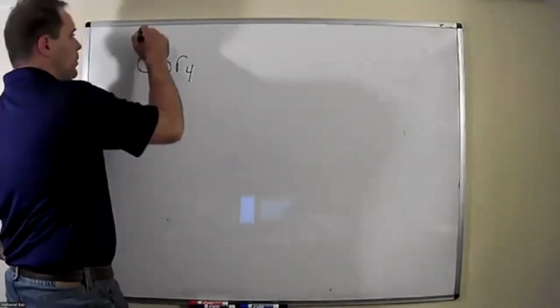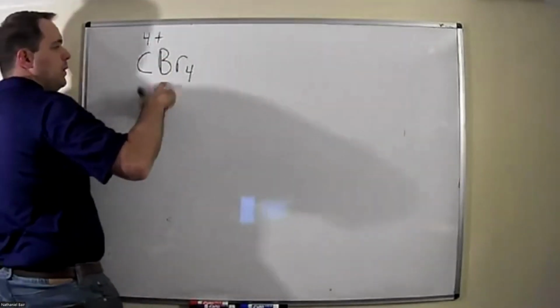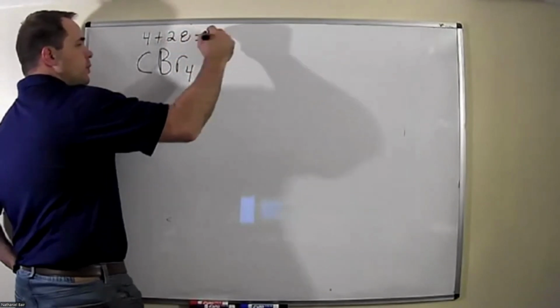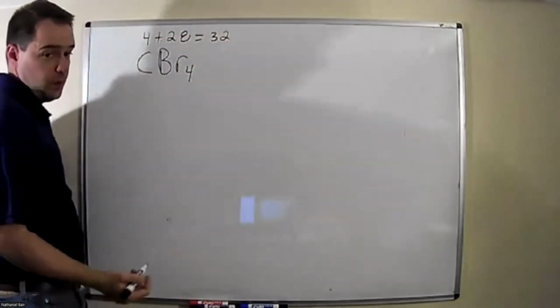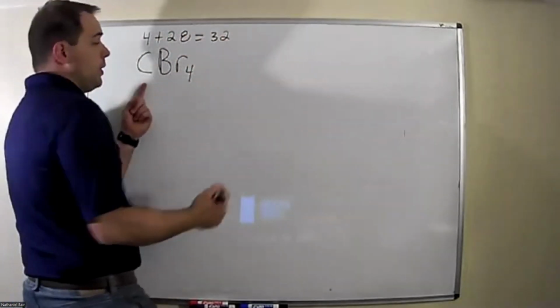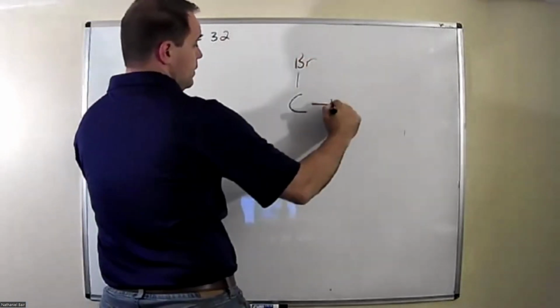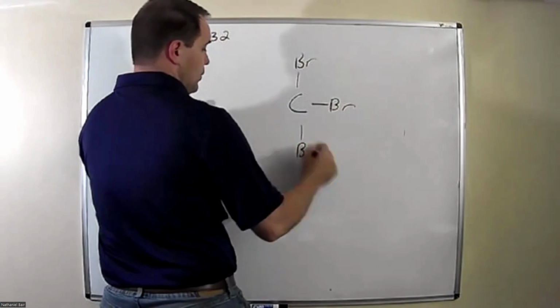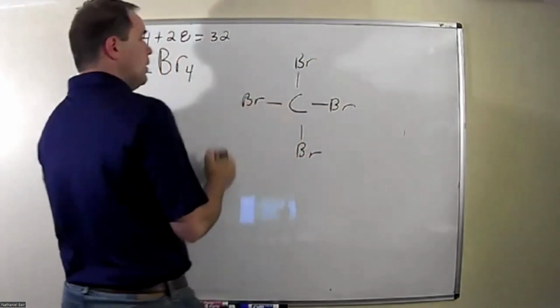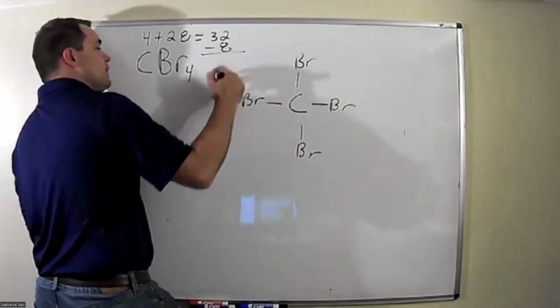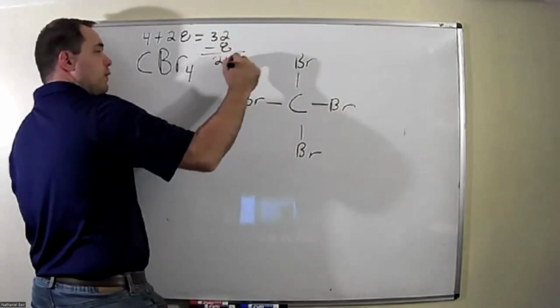All right. Here we go. Carbon bringing 4 to the party. Each bromine bringing 7. That's 28. We got 32 electrons to work with. Carbon going in the middle because it came first. 4 bromines coming off of it. 1, 2, 3, 4. Used up 8 electrons. 32 minus 8 is 24.